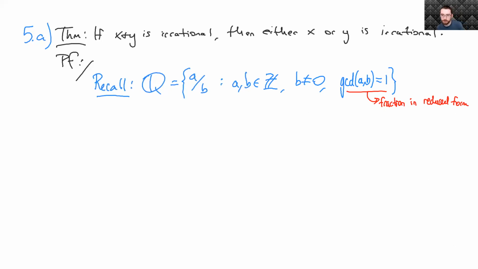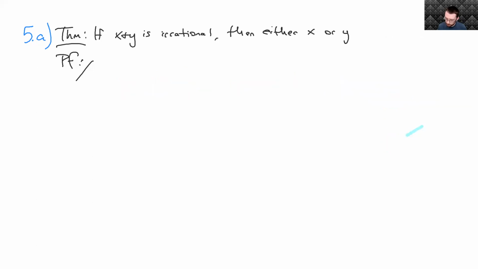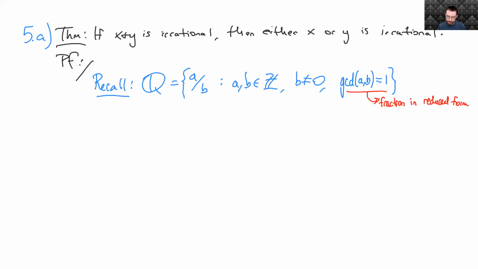Think about that a while to figure out why that is. But that's a condition to be in Q. To be a rational number, you have to be in reduced form, so 4/6, I would have to reduce that to 2/3 if I wanted to say it's an element of Q. So what does that mean for us?